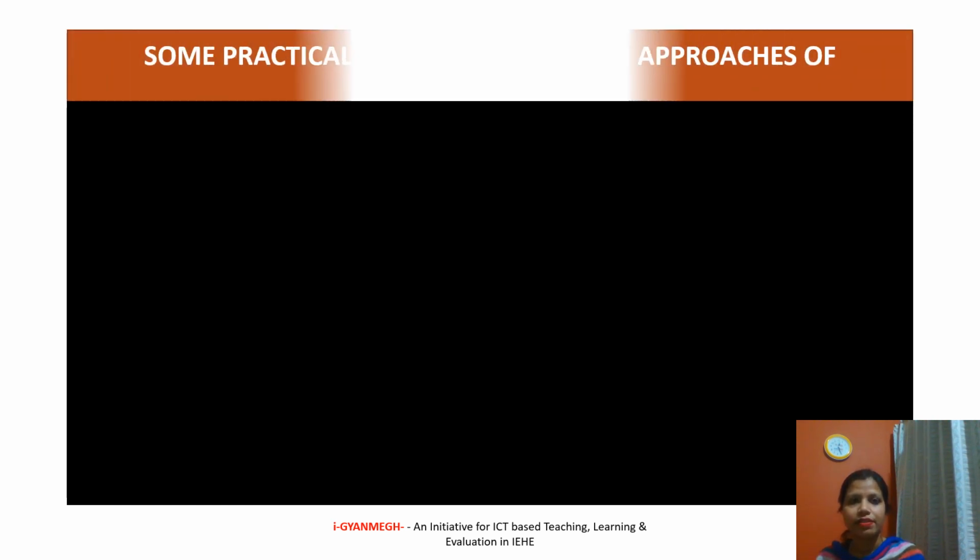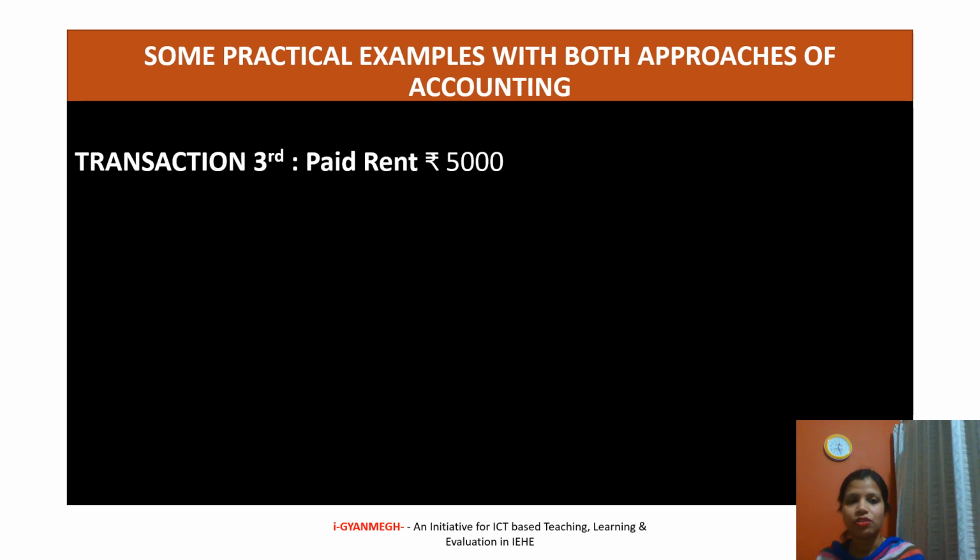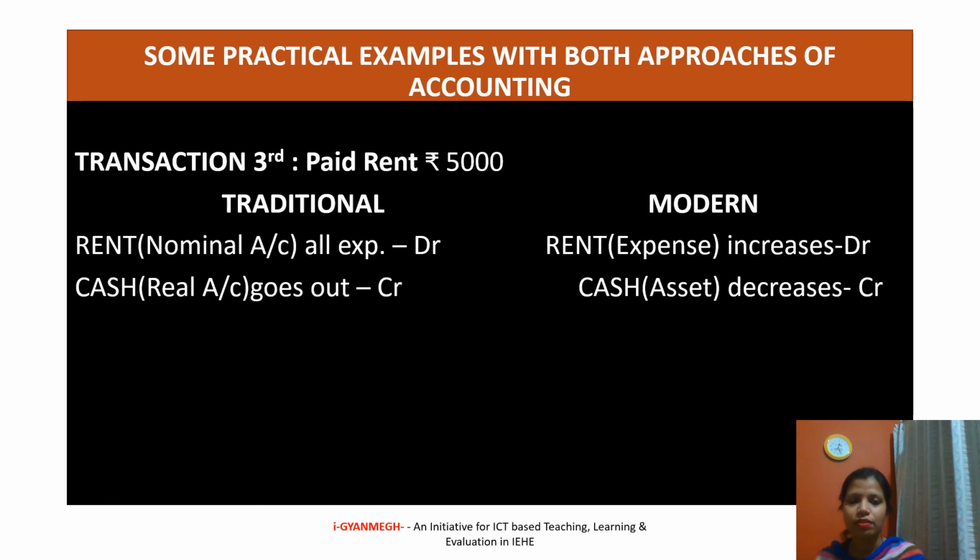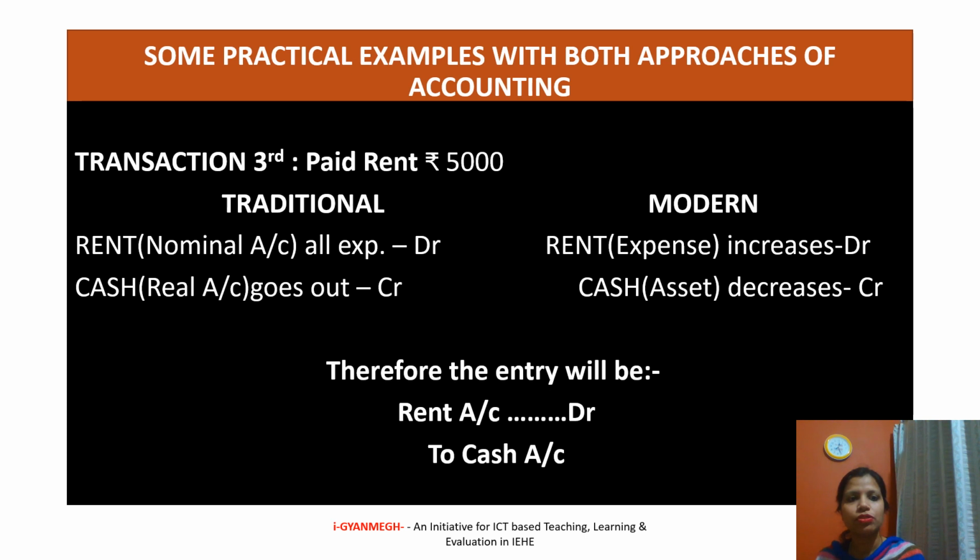So here is the next example. Transaction is paid rent of rupees 5,000. It means हमने rent pay किया है, तो entry will be rent account debit to cash. According to traditional approach, rent is a nominal account. Here all expenses are debited, and cash is a real account. It means it is going out, that's why it will get credited.